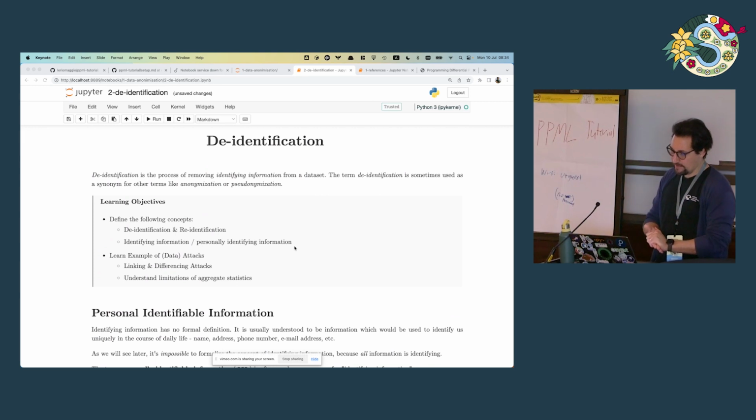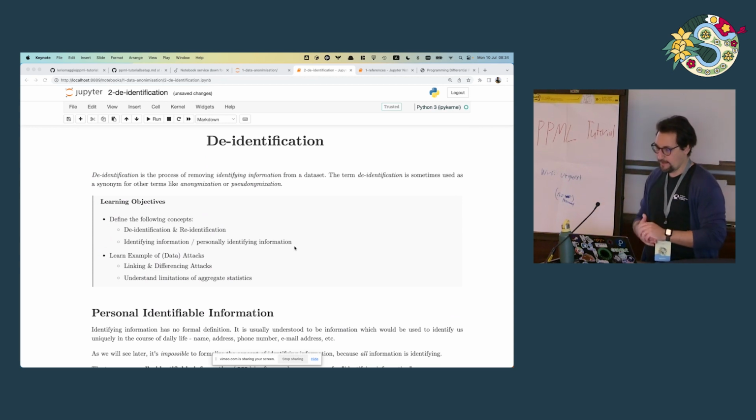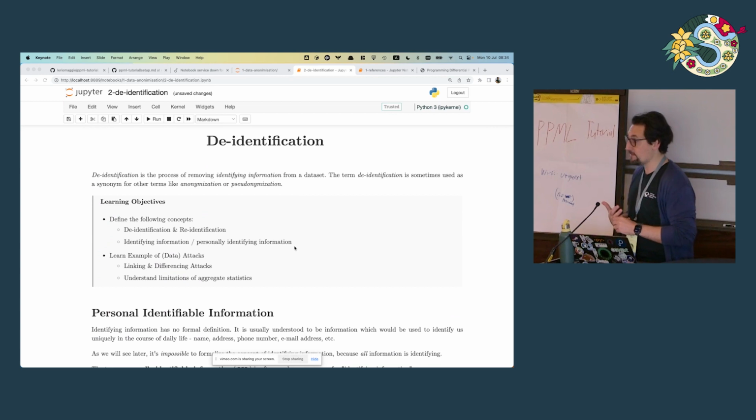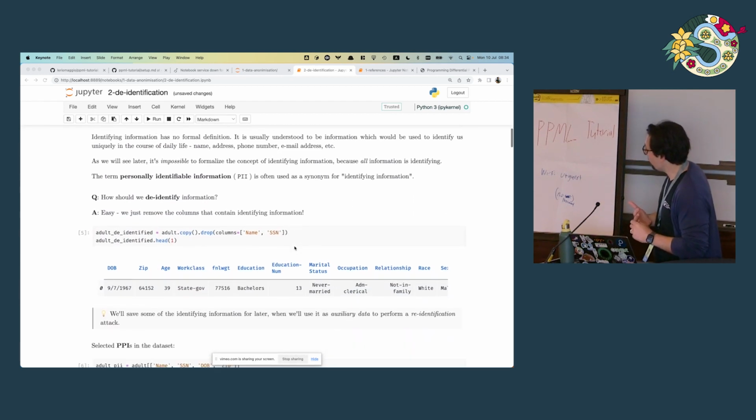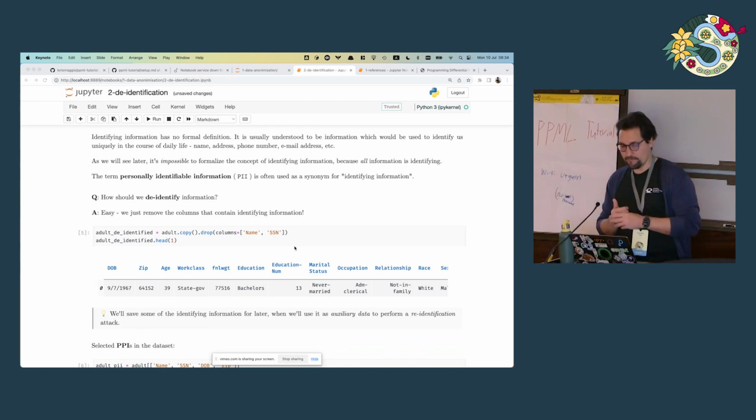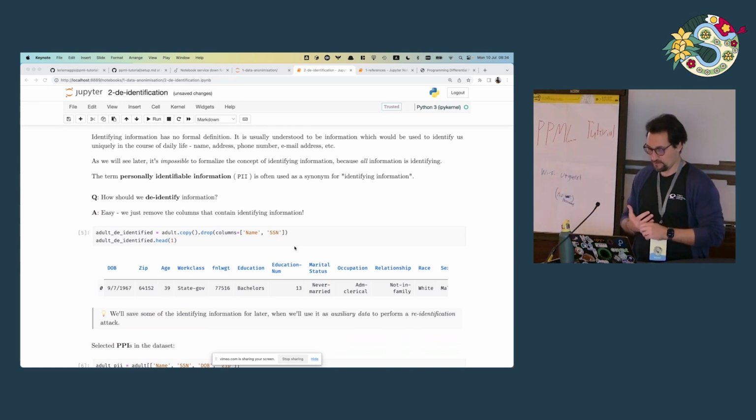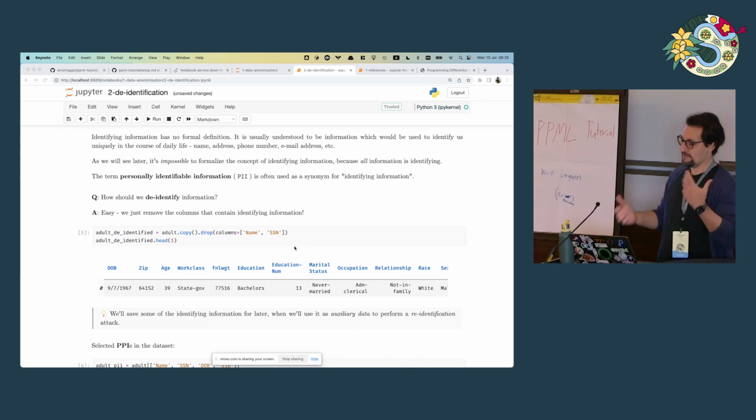Let's imagine now that, in general, for any adult in this database, we have name, social security number, date of birth, and zip code. These are the four columns we're going to talk about and we're referencing as private information in this database. And what we're going to do with this information is try to understand how this can be leveraged to de-identify the database.